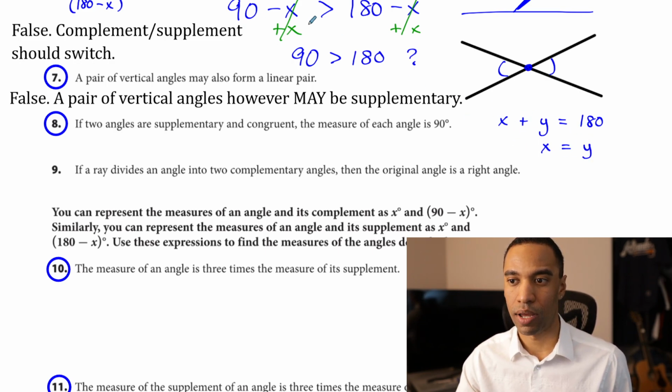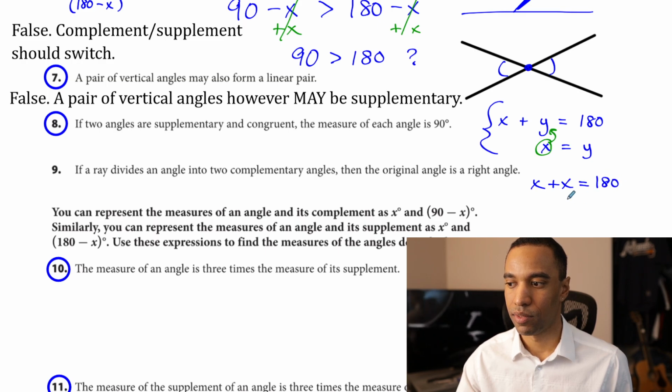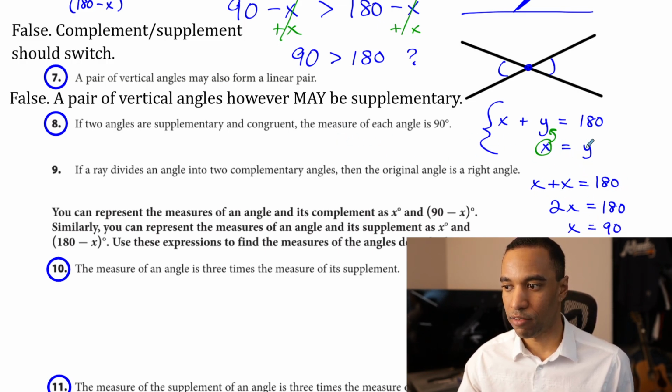x equals y. You know what I'm going to do? If x equals y, I'm going to take x and substitute it in for that y right there. If you guys know anything about algebra, you know you can do the substitution in a system. So now I have an equation that says x plus x equals 180. And that means 2x equals 180. Divided by 2, that means x equals 90. x equals 90, y equals 90, right? If x equals y, then y equals 90.